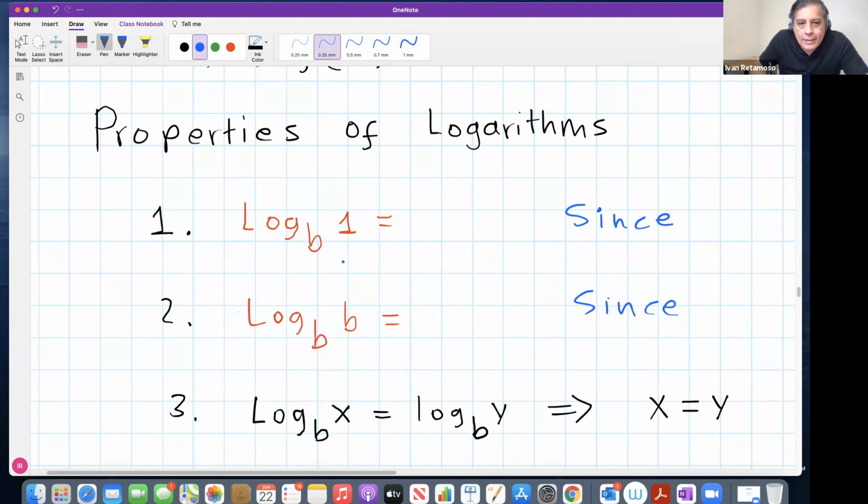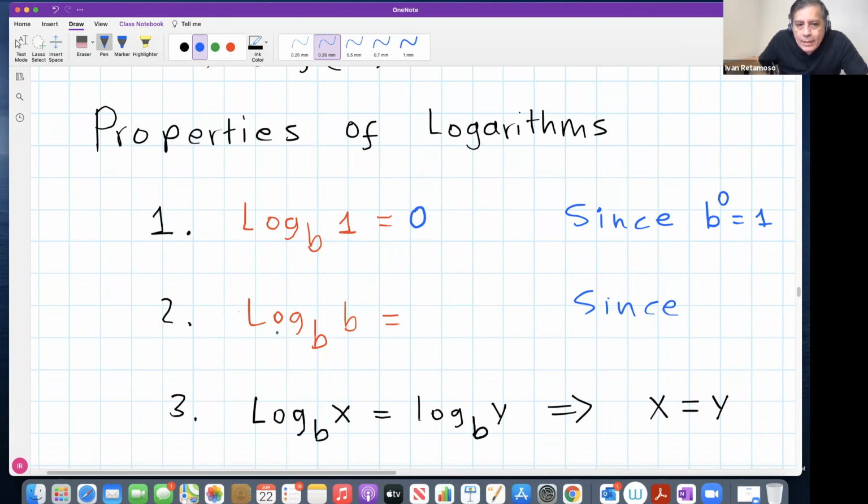The first one says log base b of the number 1 should be equal to what? Notice that this log base b of 1 is just the exponent to which I should raise this base b to get 1, right? Since we know that any positive number raised to 0 is 1, from here, I gotta say that this has to be 0, right? Always. No matter what the base is, if you take the log base b of the number 1, the result has to be 0.